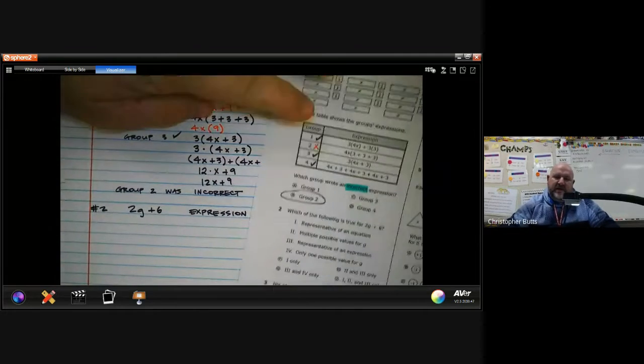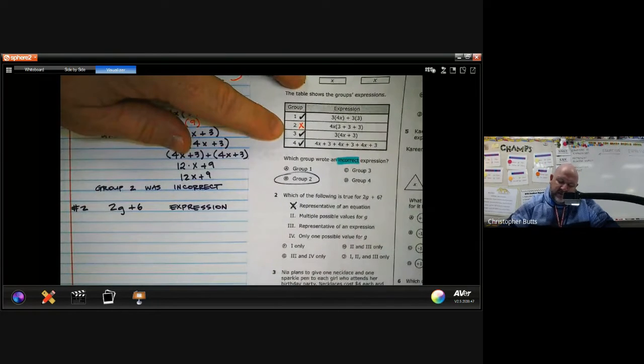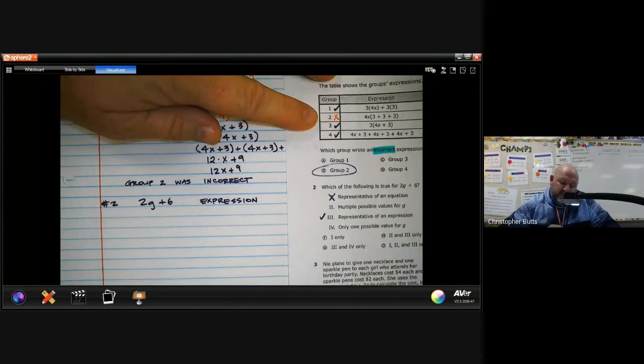I can already rule out a couple of answer choices. This says representative of an equation. No, it's not. It's representative of an expression. So this one is correct. This one is not.